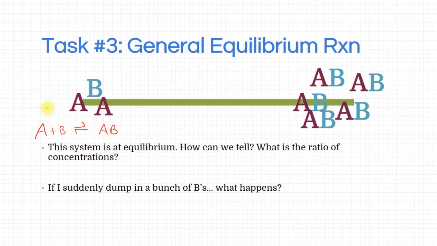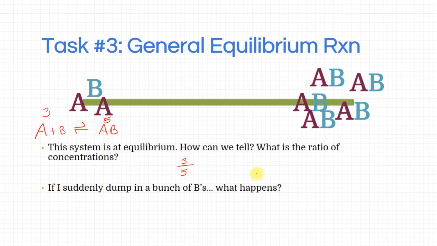In the beginning, we start off here at equilibrium with 3 reactants and 1, 2, 3, 4, 5 products. We could tell this was at equilibrium because if I wait a few minutes and count them up again, it's going to be 3 of these and 5 of those. Now it might be like 2 B's and an A, but it's still going to be 3 to 5. So the ratio of concentrations of products and reactants in this case is 3 to 5.